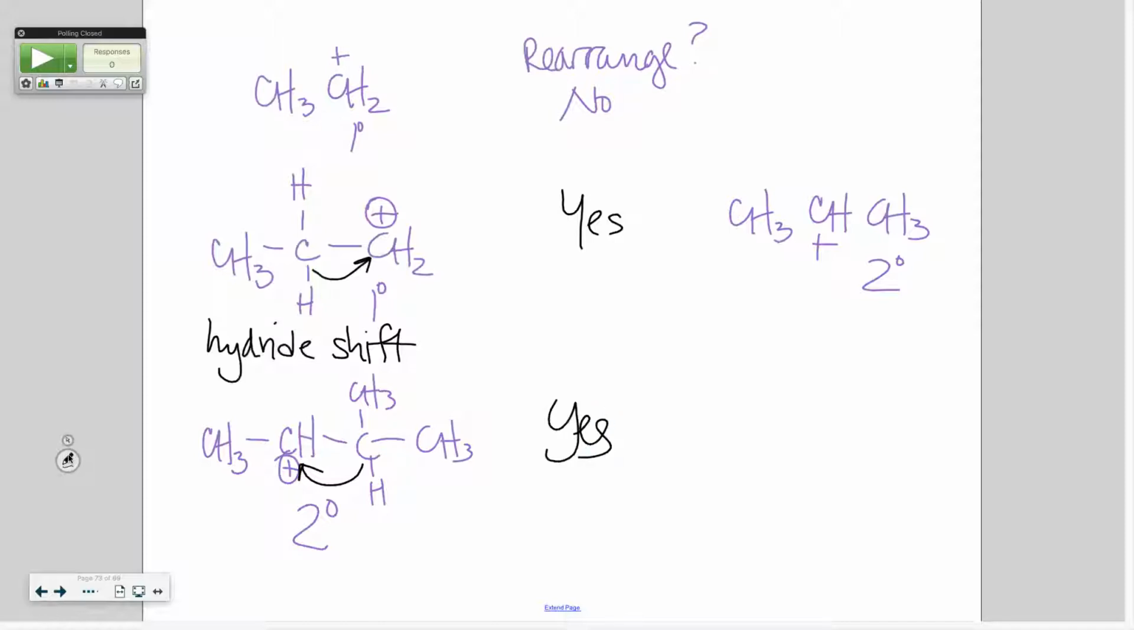Okay, so what does it look like? So I'm going to draw my hydrogen down there. You could just write a CH2, but I want you to make sure that you get it.